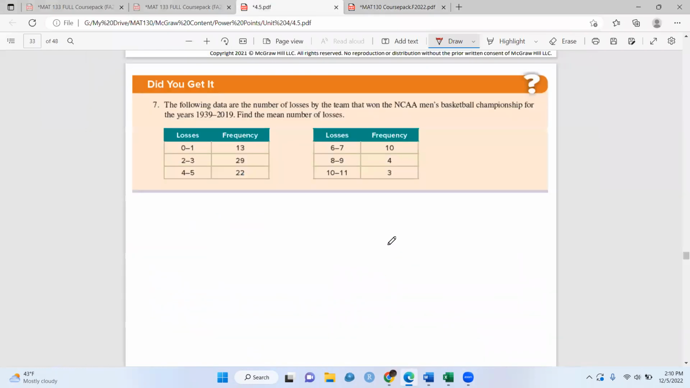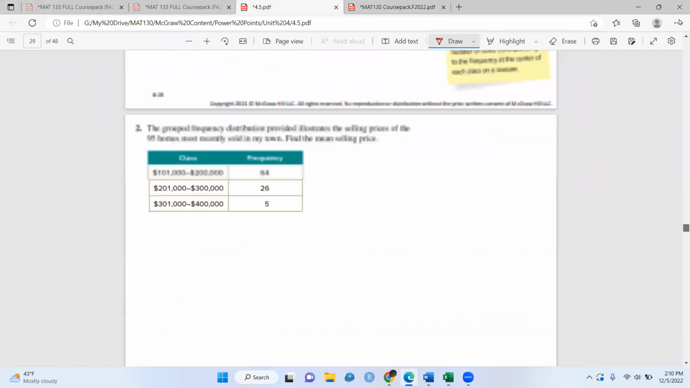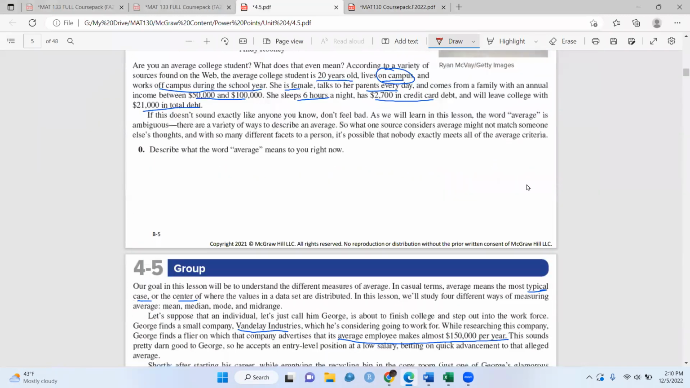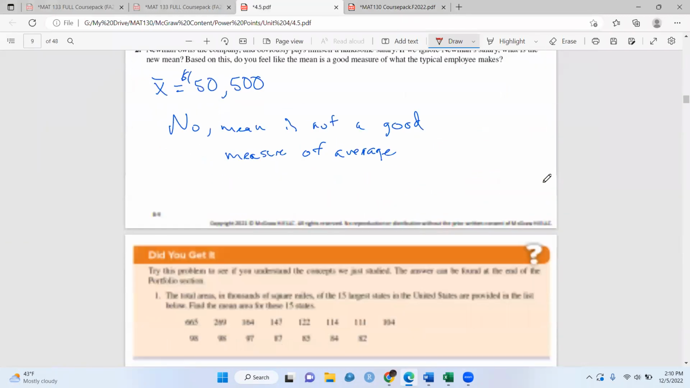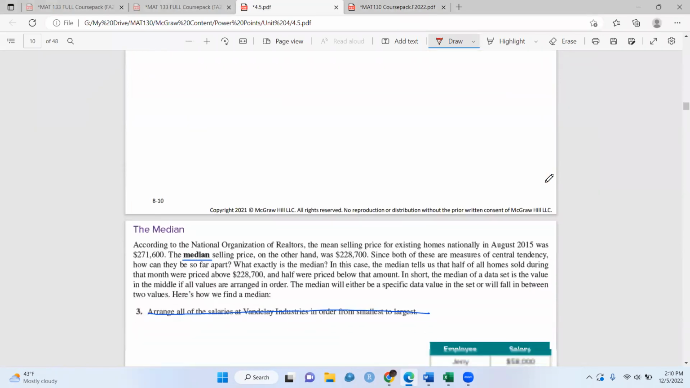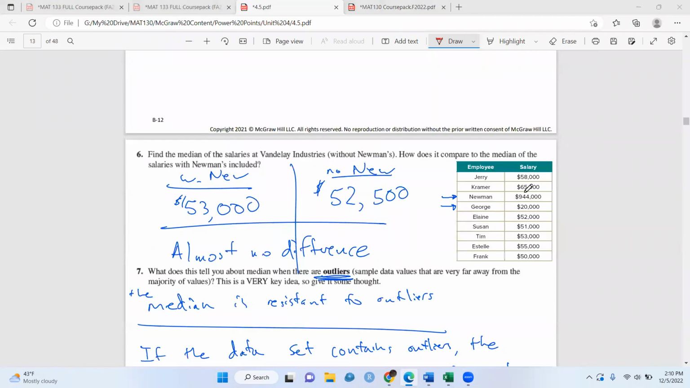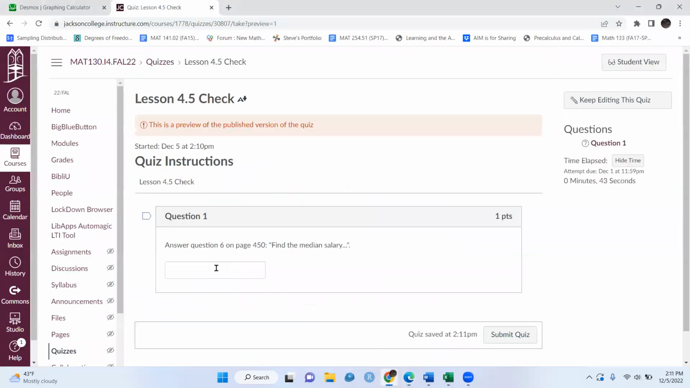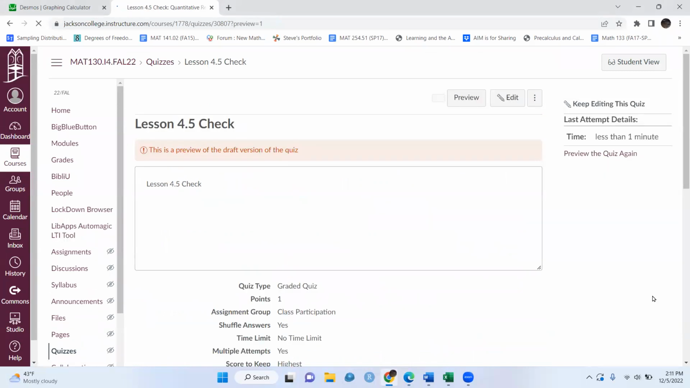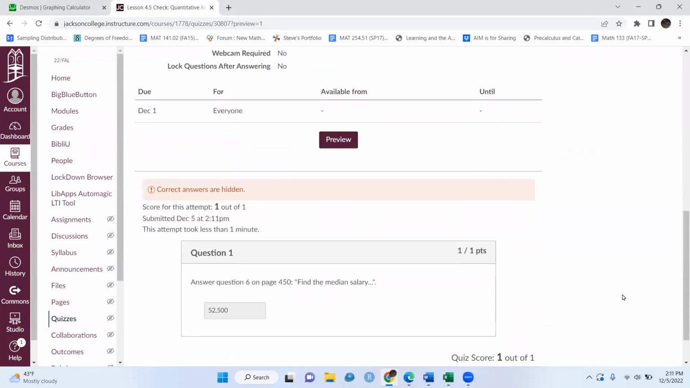That is the median salary, not the X bar, 53,000. No, which one is it? Question 6. It's the one without Newman's salary, so it's 52,500. That's our answer, 52,500. Let's make sure I'm right. Hooray!